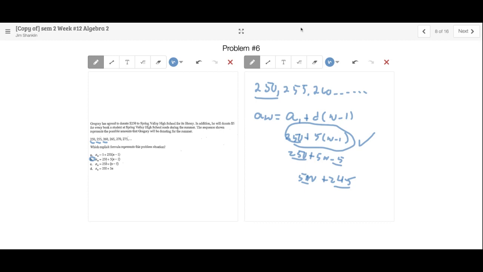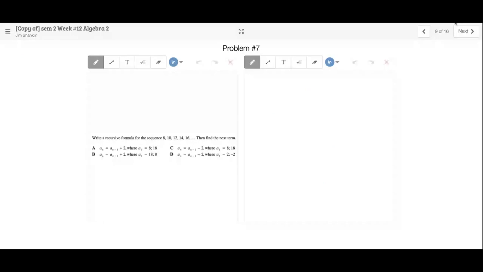That is a tough problem. Very tough. Yeah, I mean, it's not a hard problem. It's just, what do they really mean? If they would have just started with 255, 260, 265, I think it would have been a lot better, but we'll go with B.